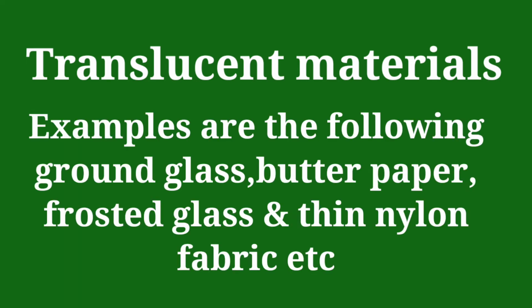Examples of translucent materials are ground glass, butter paper, frosted glass, and thin nylon fabric, etc. Here is the glass shown. This is the example. Then we come to the opaque materials.